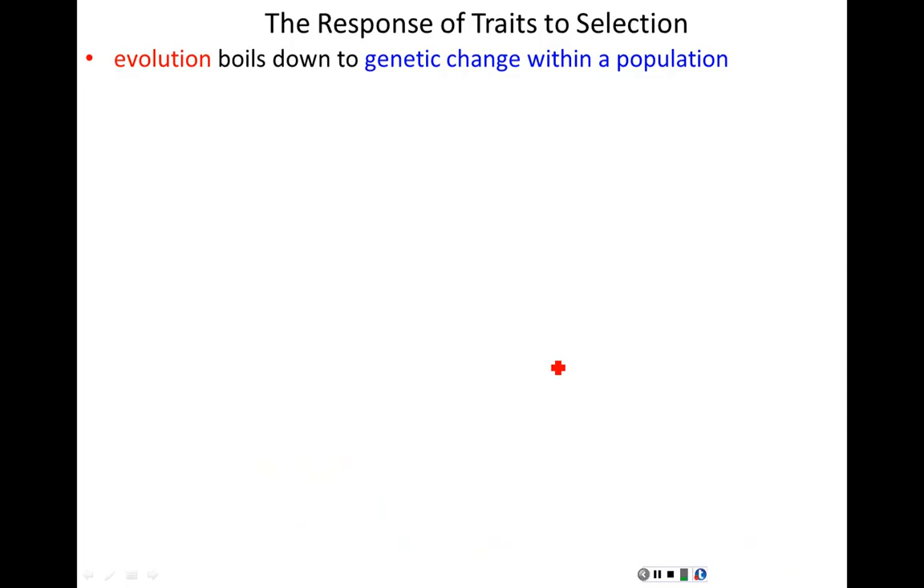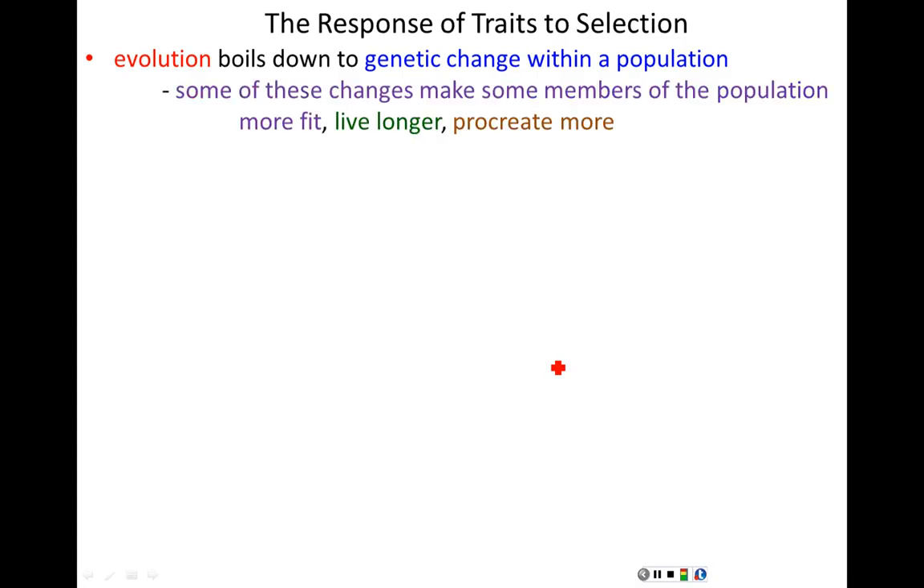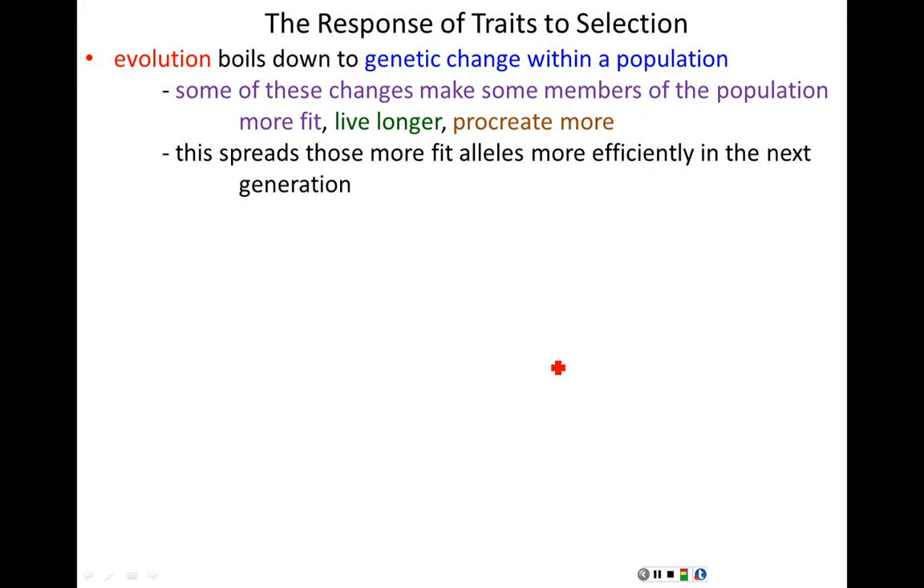Okay, so what can we do with all this information as breeders and as geneticists? Evolution boils down to genetic change within a population. That's all evolution is. The changing of the genes, the changing of the DNA content within a population of individuals. Some of these changes make some members of the population more fit. As a result, they live longer, they procreate more, and they get those genes into the next generation. By procreating more, they spread those fit alleles. They spread that superior DNA more efficiently to the next generation, and they drive the species forward.